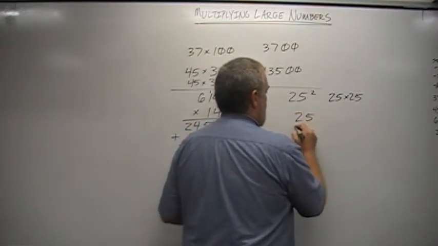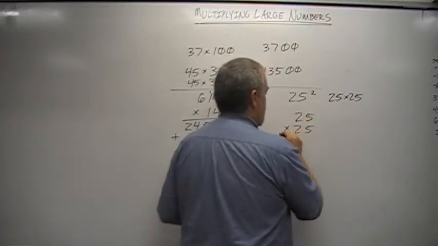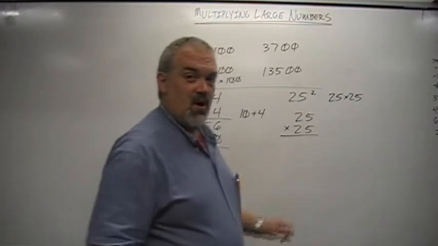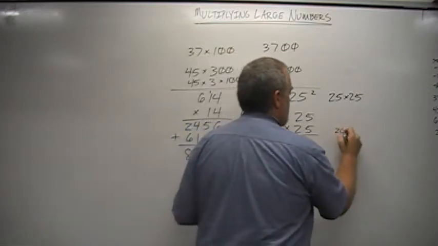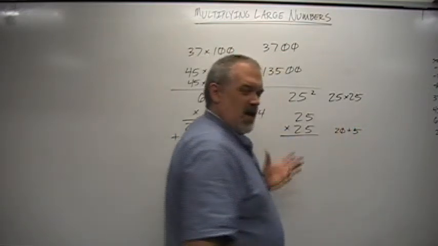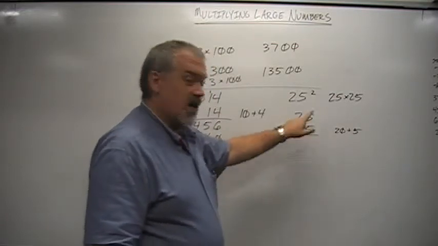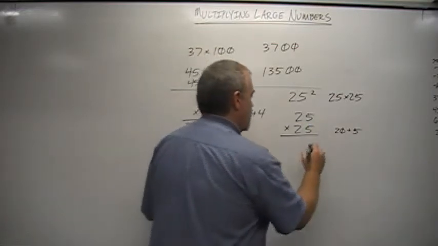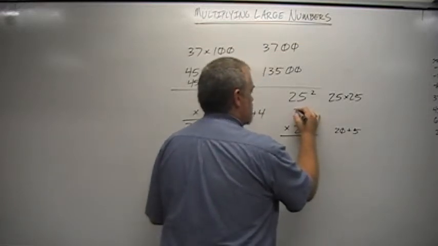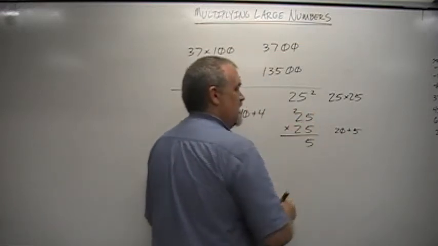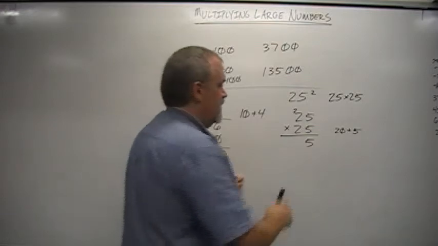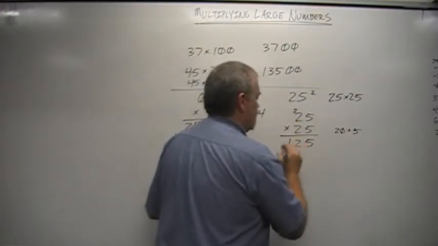25 times 25. Now remember, keep in mind, 25 is 20 plus 5. We'll just keep that in the back of our head for now. We're going to multiply by 5. 5 times 5 is 25. Carry the 2. 5 times 2 is 10, plus 2 is 12.